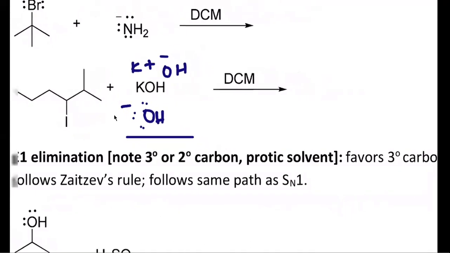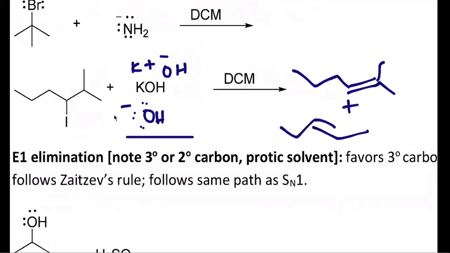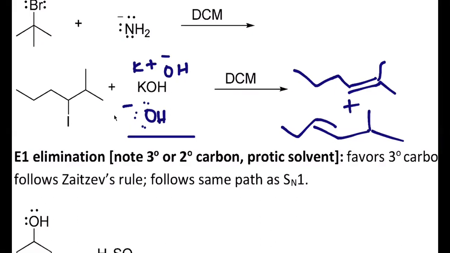So here's going to be one of my products. And then my other product is going to be here. All right. So I'm going to get two products in this particular case. And the reason is because when elimination happens, it has a specific pathway that it's going to follow.